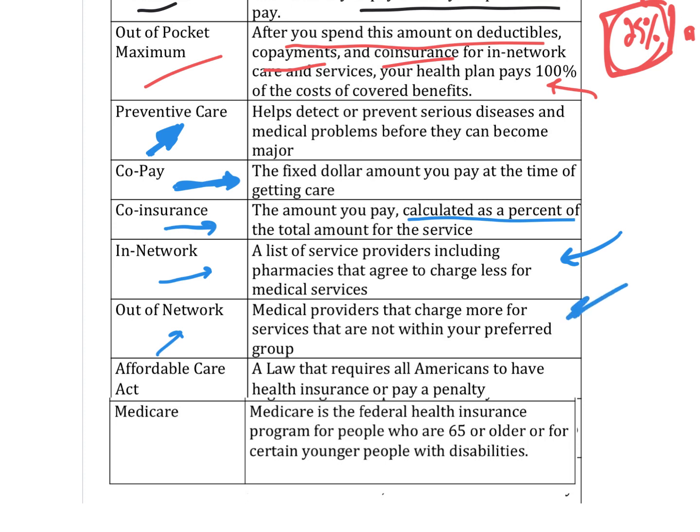cover out-of-network physicians. The Affordable Care Act is the law that requires all Americans to have health insurance or pay a penalty. And then finally, Medicare is the federal health insurance program for people who are 65 years or older, or for young people who have disabilities. So those are some of the medical insurance terms that we discussed in class.